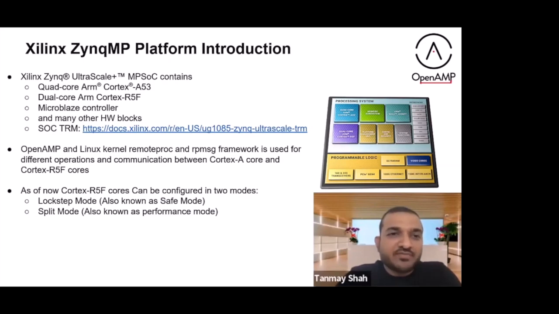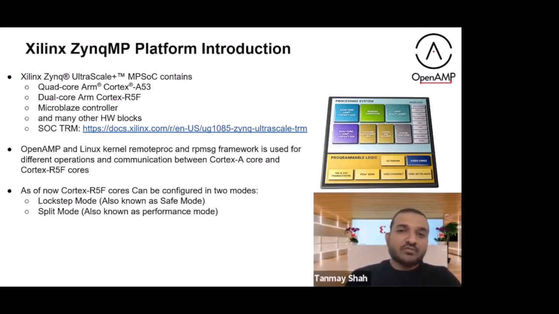So the Xilinx ZynqMP platform has 4 ARM Cortex A53, which is referred to as APU, that is Application Processor Unit, and 2 cores of ARM Cortex R5, which is referred to as RPU, that is Real-Time Processing Unit. Apart from these, there are many other hardware blocks, such as MicroBlaze controller, GPU, programmable logic, FPGA block, and so on. Its technical reference manual is UG1085, which you can refer from a link given in the presentation.